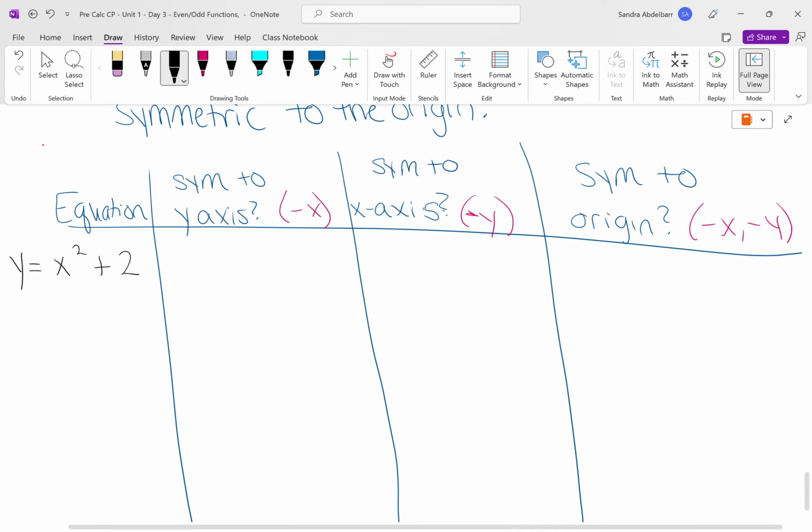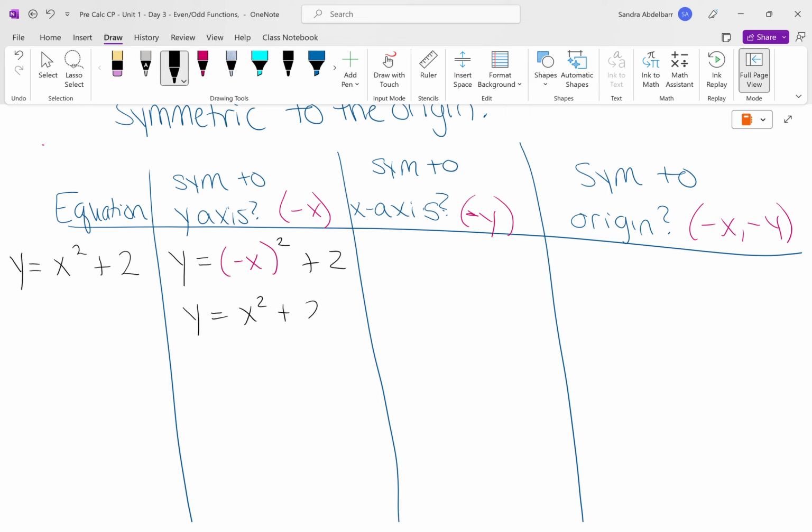First equation we're going to decide on: y equals x squared plus 2. So I'm going to test symmetry in the y-axis. So y equals negative x squared plus 2. Do we agree the quantity of negative x raised to the second power is just positive x squared plus 2? Because our original and our simplified version are the same, is it symmetric to the y-axis? Yes. So we write yes in this box.